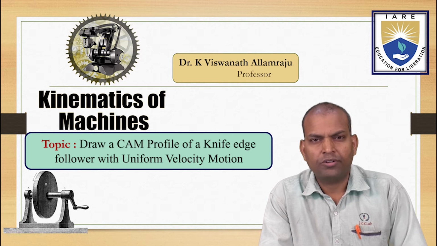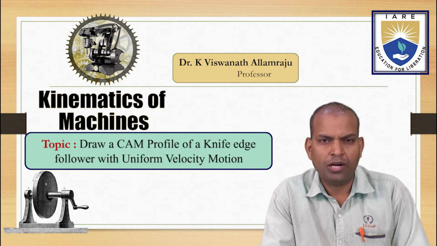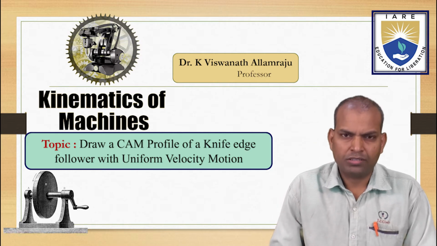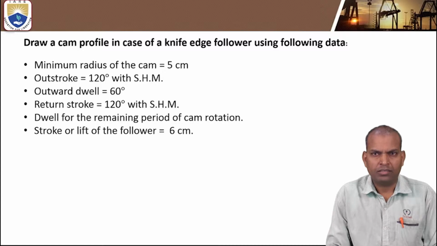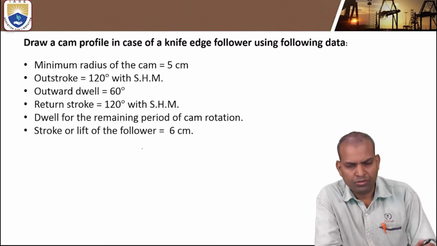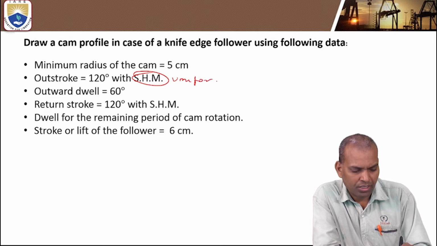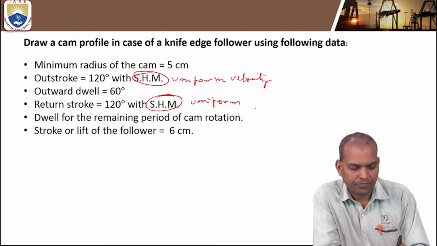Today we are going to study how to draw a cam profile when the follower is having a uniform velocity motion. The type of the follower is a knife edge follower, and it is having a uniform velocity, during the outstroke and also during the return stroke.